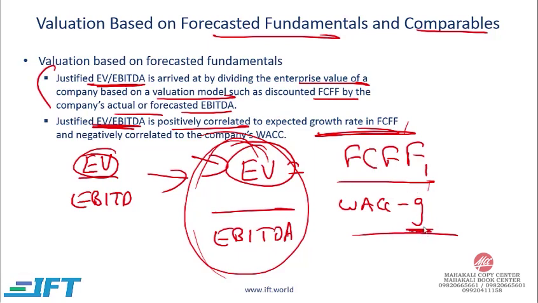If the growth rate is relatively high, then what will happen to the justified multiple? The justified multiple will be relatively high, and negatively correlated with the cost of capital. So if the cost of capital is relatively low, then obviously our multiple will be high. Again, this is the justified multiple, the multiple justified based on the fundamentals.